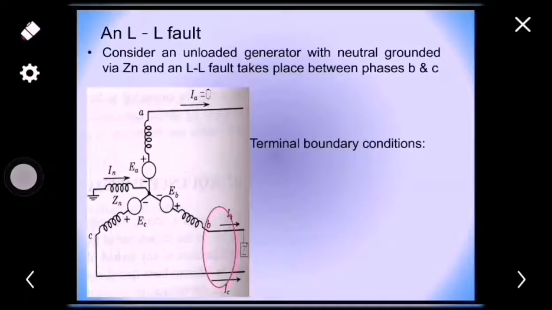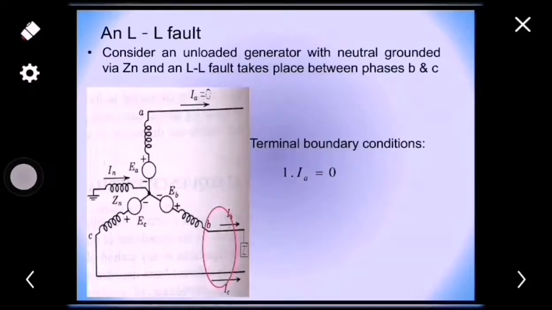What will be the boundary conditions? It means that before occurrence of the fault there was no current in phase A. Now when the fault takes place between B and C, fault current IB and IC will flow, and if I assume IB is greater than IC at any time, then IB is itself the fault current and that is equal to minus IC. So the first boundary condition is IA equal to 0.